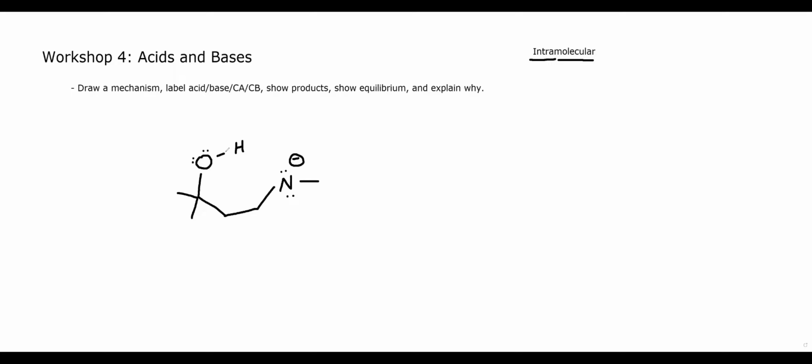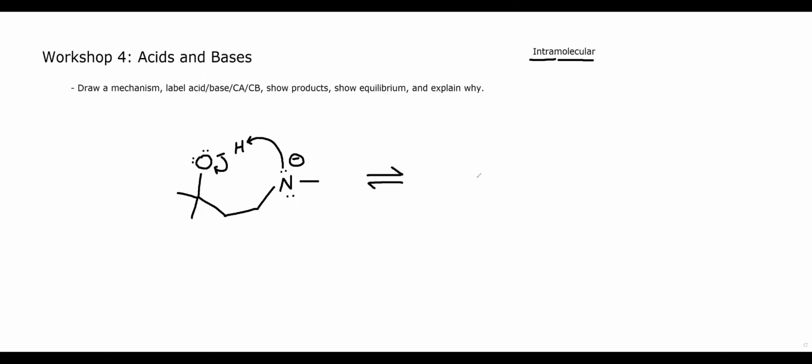Okay, so we see we have a negative charge here, negative nitrogen. That's going to be the base. And then we see we have this OH. That's going to be our acid. Okay, so what would the acid-base reaction look like? Mechanistically, the base is going to grab the acidic proton. It's going to leave behind its electrons as a lone pair.